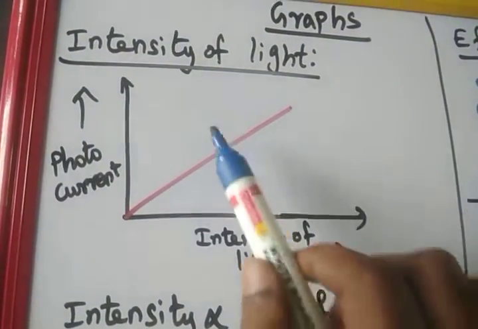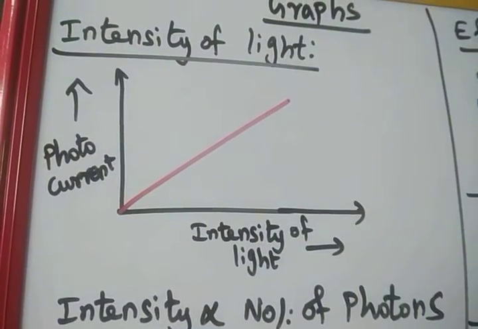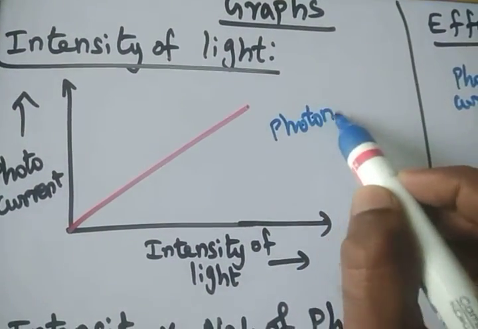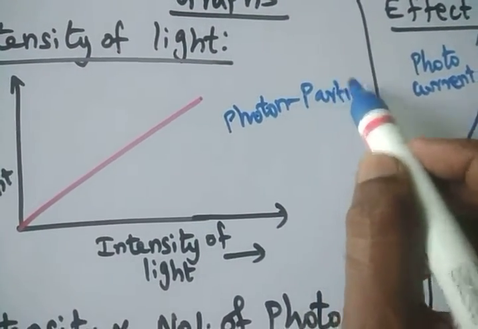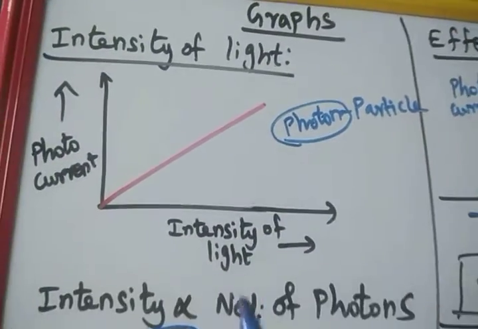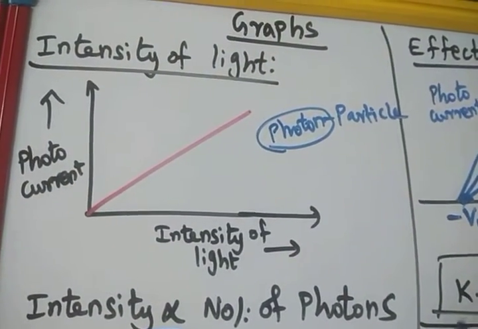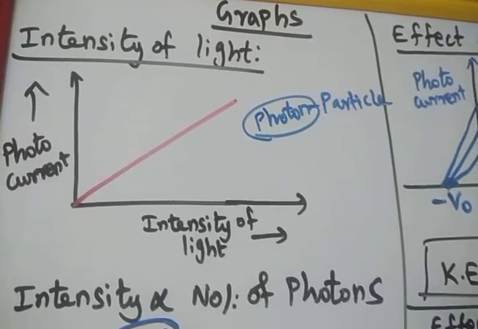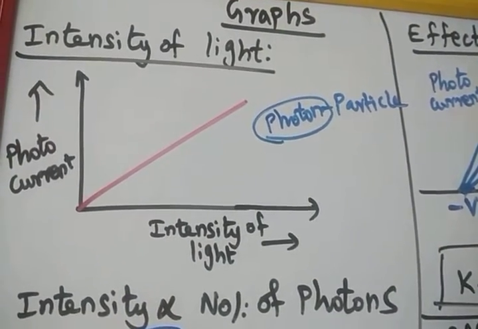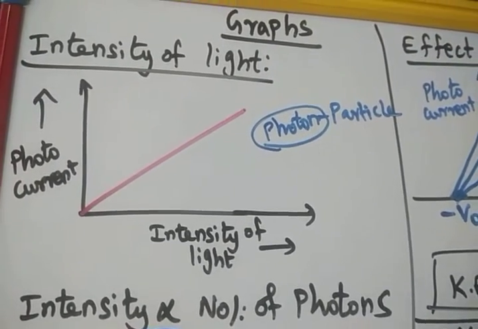That means this low intensity red color emits a very few number of photons. Photons are called the particle nature of light. Photons are small wave packets, small energy packets. So the light is considered as a particle in this manner. In this situation we can consider light is not a wave, it is a particle. That particle's name is photon.